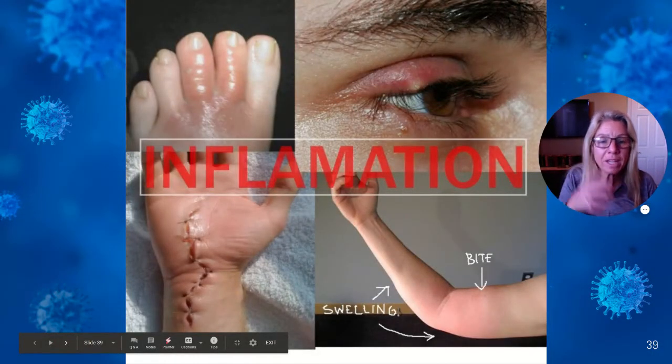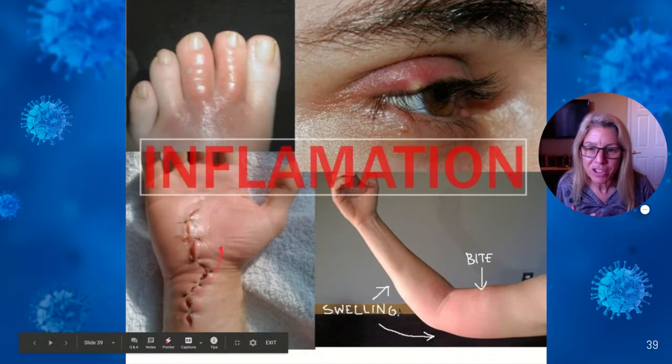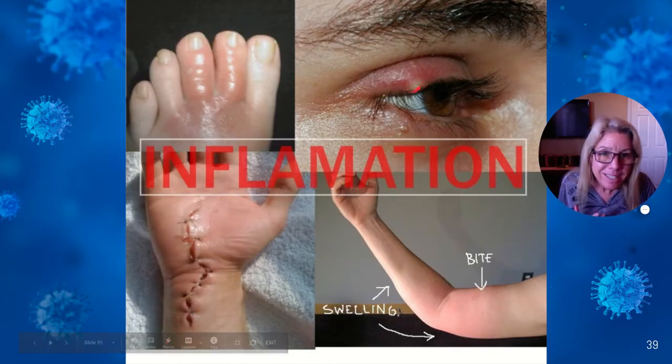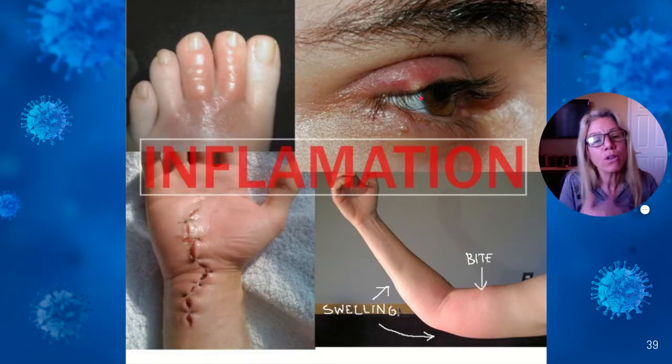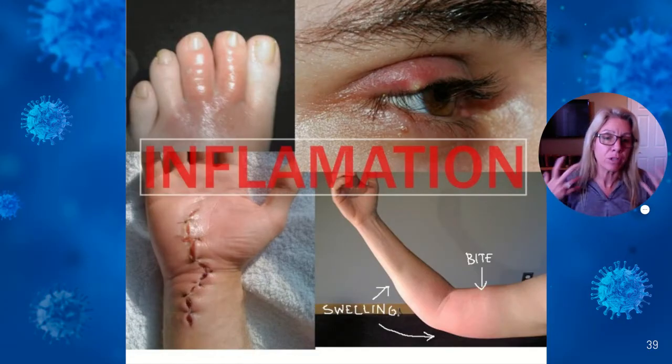So here you can see some inflammation. They've got some sort of infection in their foot. This person has a cut that was not well taken care of. Looks like they stitched it themselves. You can see swelling and redness. This person has a sty in their eye. These are all examples of your policemen, your special forces, trying to defend and protect your body.